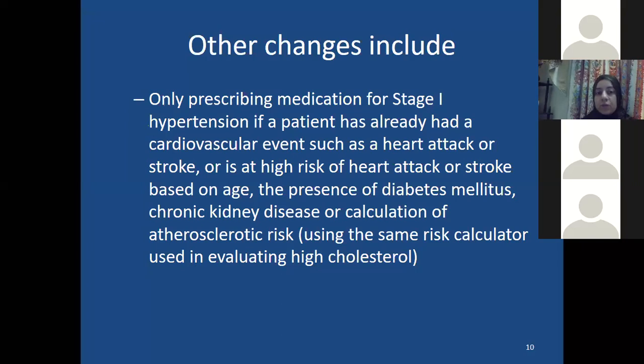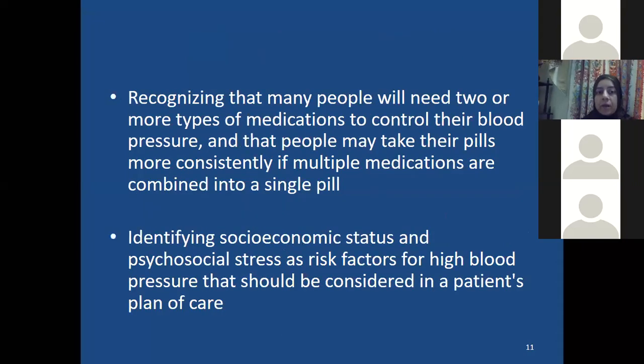for stage 1 hypertension. You need to recognize that many people will need 2 or more types of medications to control their blood pressures, and that people may take their pills more consistently if multiple medications are combined into one single pill. So it's easier for people to comply with. And you need to identify socio-economic status and psychosocial stresses as risk factors for high blood pressure that should be considered in a patient's plan of care.